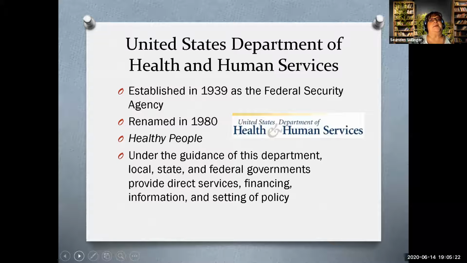And actually the United States Department of Health and Human Services was renamed in 1980 as that. Healthy People 2020 that we just talked about comes under the United States Department of Health and Human Services. And so under that department, the local, state, and federal government can provide direct services and financing, and they can set their own policy based on what the government says.